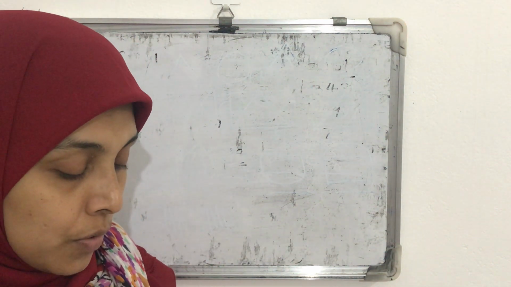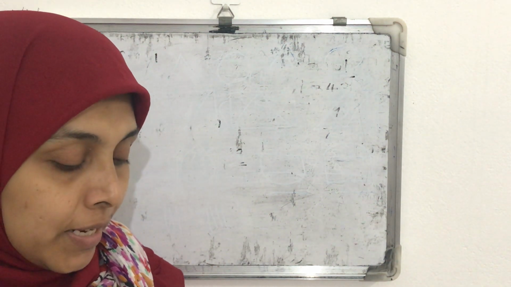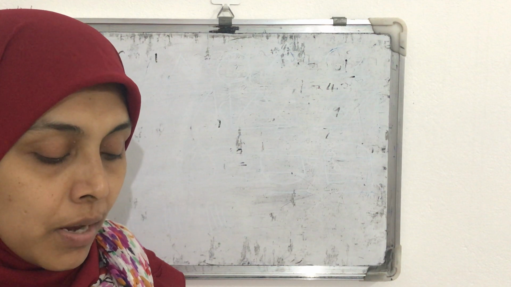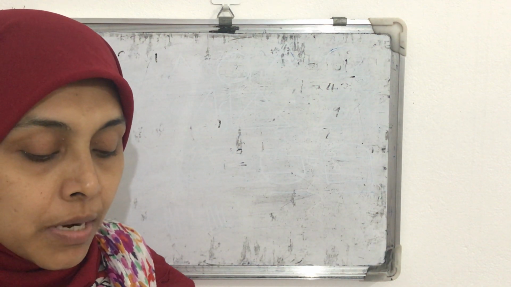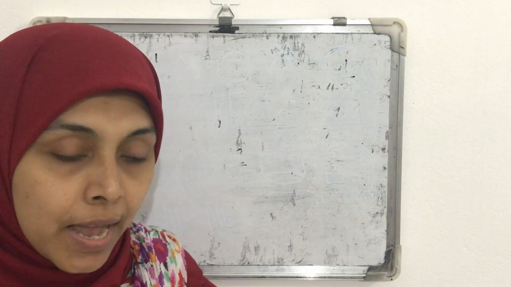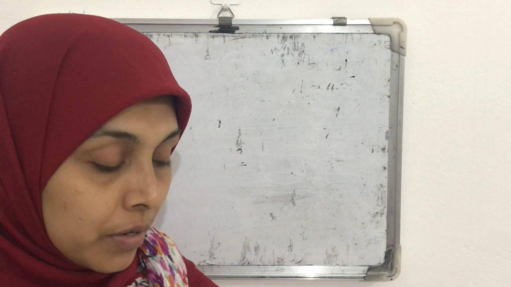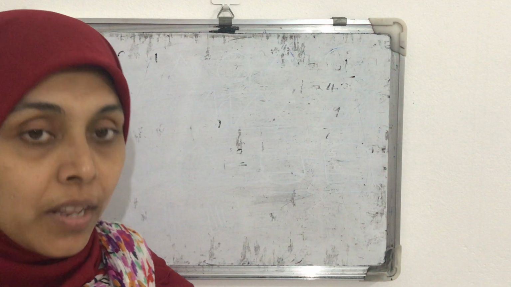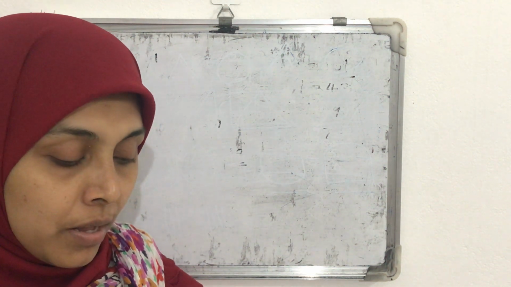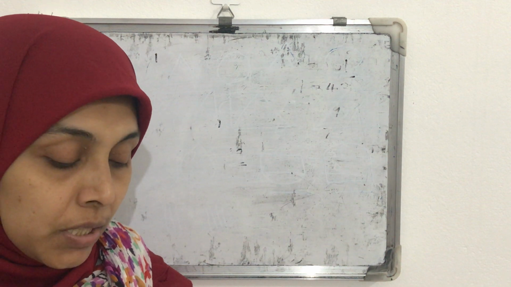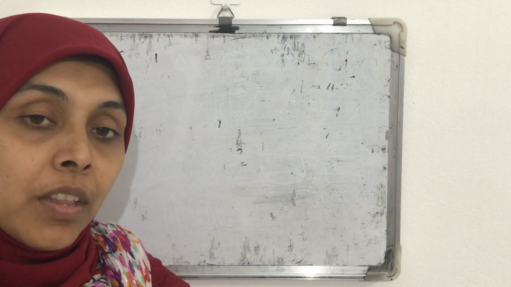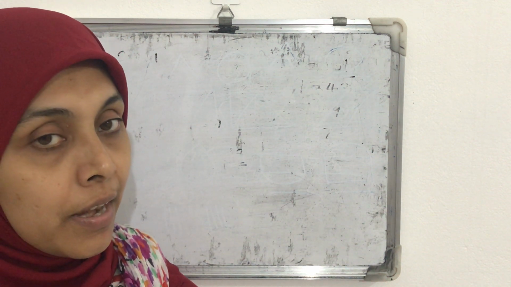Now, next question, the 9th question. Find the smallest square number that is divisible by each of the numbers 4, 9 and 10. Read the question well. Find the smallest square number. We want to find the smallest square number that should be divisible by each of the numbers 4, 9 and 10.